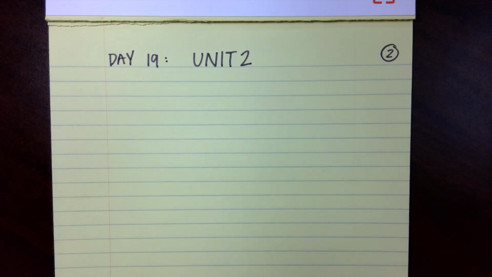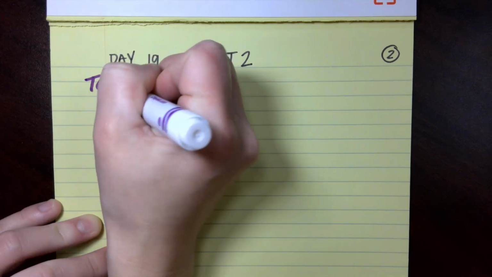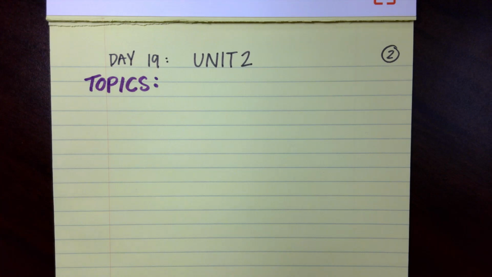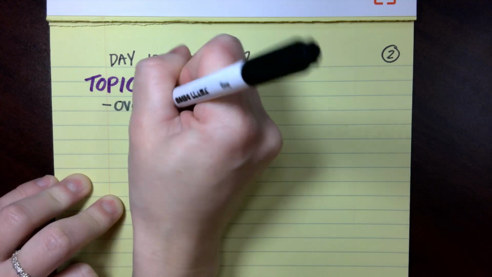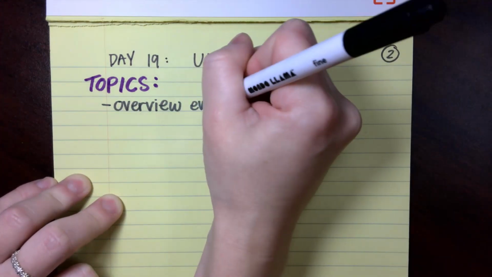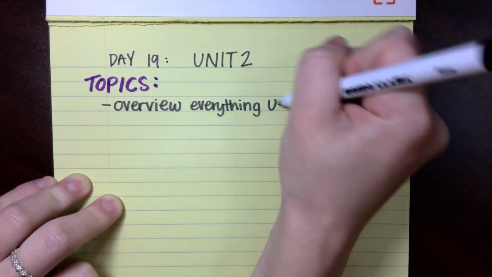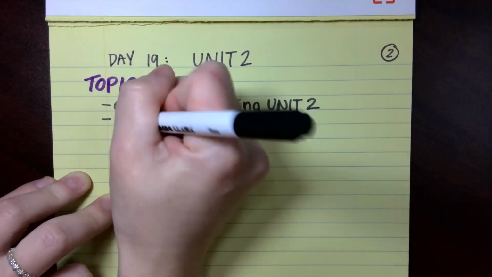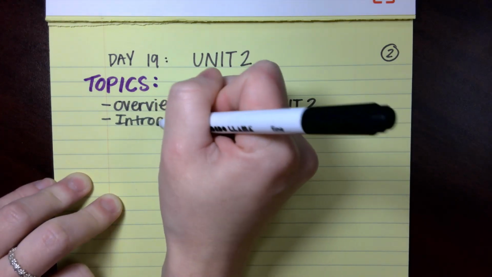Okay guys, so we are going to transition now. We just finished our do now problems, so I'm going to give you a little outline of the topics we're going to discuss today. At some point we'll do a little overview, or a review, of everything we've learned so far in Unit 2 with equations. And we are going to introduce one last type of equation.